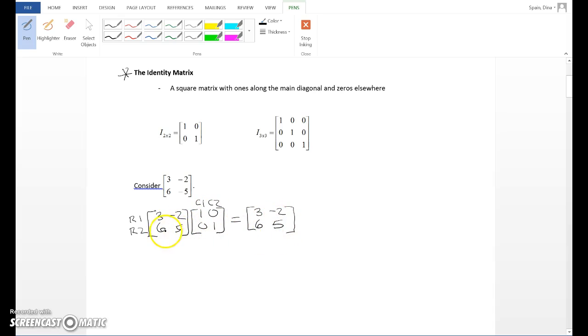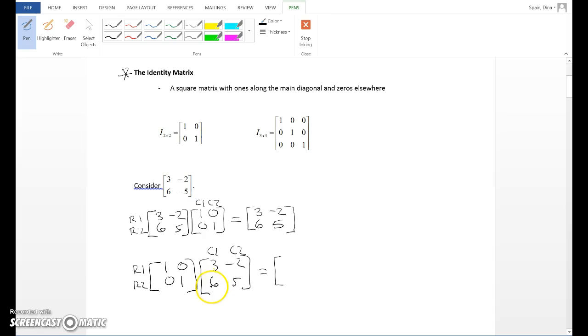Alright, so this is that same matrix again. Let's try it on the other side. Try it with the identity matrix on the left, and we should get the same thing. Let's double check. 3, negative 2, 6, and 5. This time we're going to take the rows from here and the columns from here.